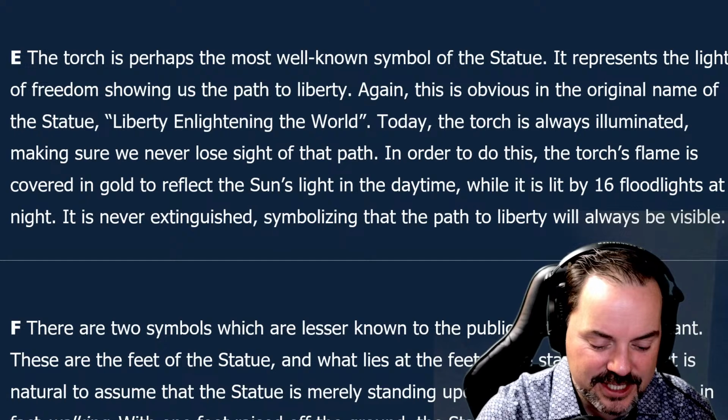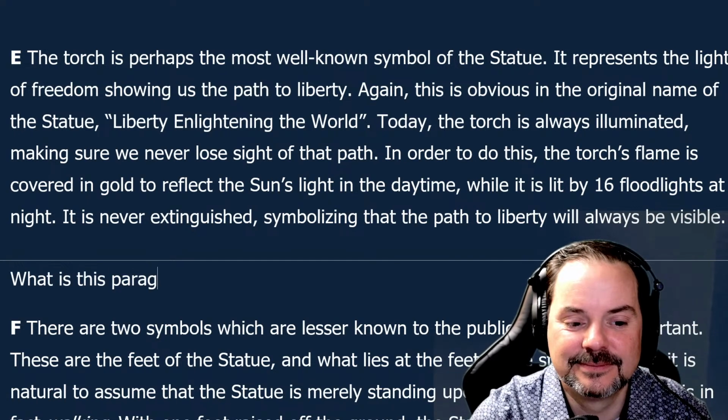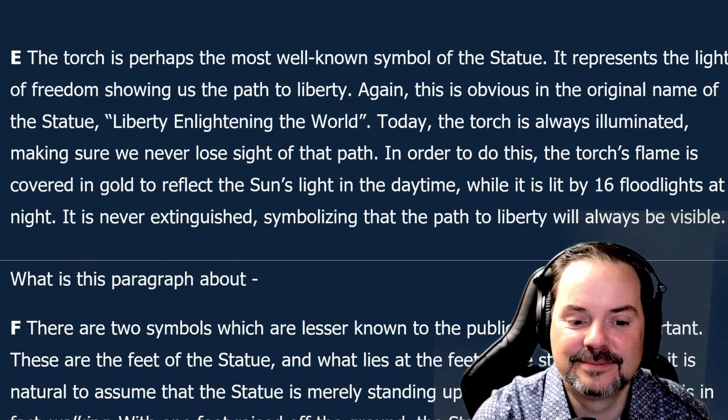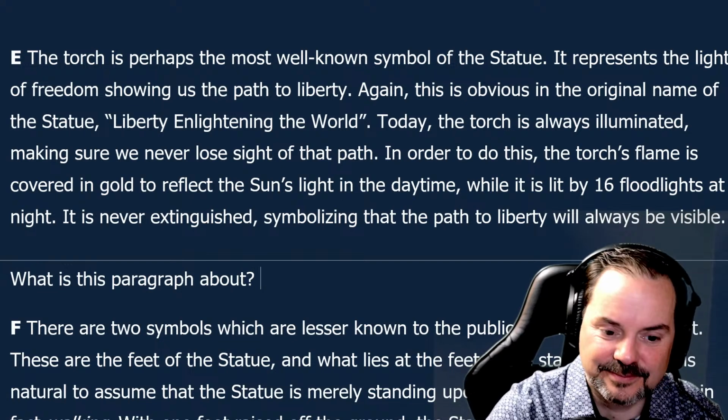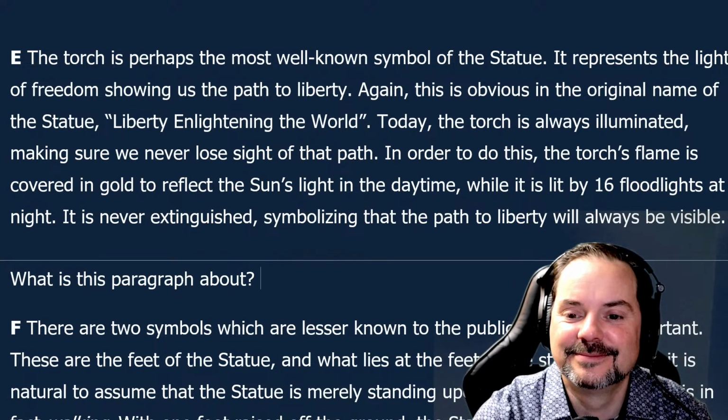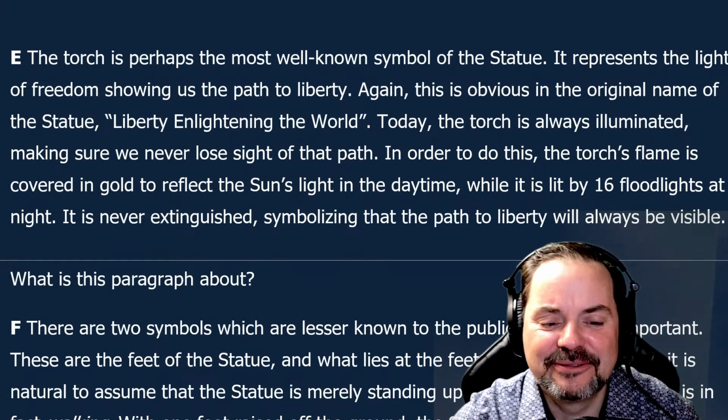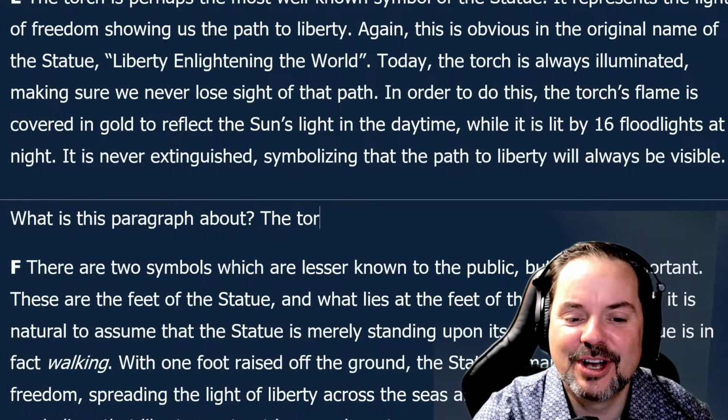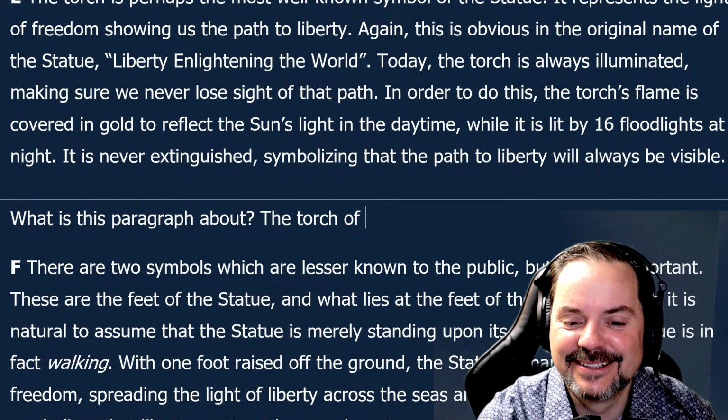Okay, so what is this paragraph about? The importance of the torch, the freedom lights of the U.S. Simpler, Phuong, simpler. The torch of freedom.